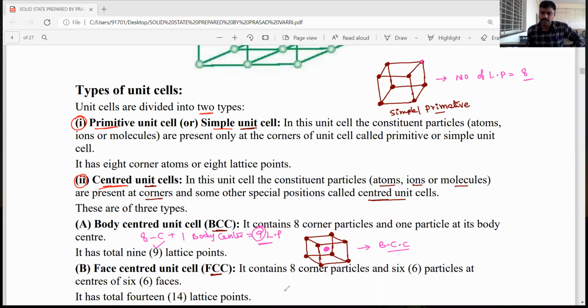And face center, let's come to the point related to face center, FCC. Face centered unit cell means the atoms or molecules or ions are present at the corners as well as the face centers of the unit cell.